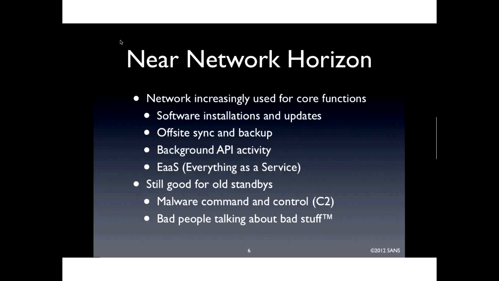So just a real brief look on what I see in the network horizon right now, what's in the 6-month window or current even. Primarily, we're seeing the network used increasingly for core functions of an operating system or of software. Software installation and updates, hey, that's old hat, right? We've been doing that since the WSUS server was a thing back in the early to mid 2000s. But what we're seeing now is this concept of, for example, slipstreamed updates.